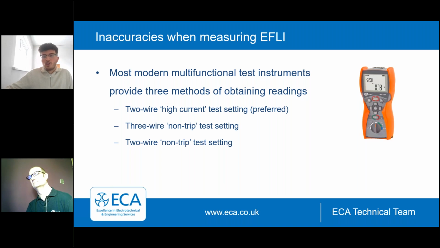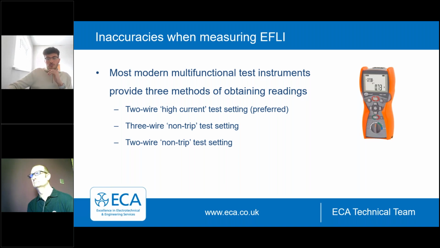Now the difficulty with the non-trip test settings is that the test current is significantly smaller than the 2-wire high current test setting. And this is typically not exceeding 15 milliamps. And this of course is in order to prevent the RCD or RCBO within the circuit from tripping. As a result of this, the test does not create a significant voltage drop. So therefore, many more test cycles are required, but this does result in a larger degree of variation in the readings that are obtained. So the readings are less reliable, they're more prone to variation.